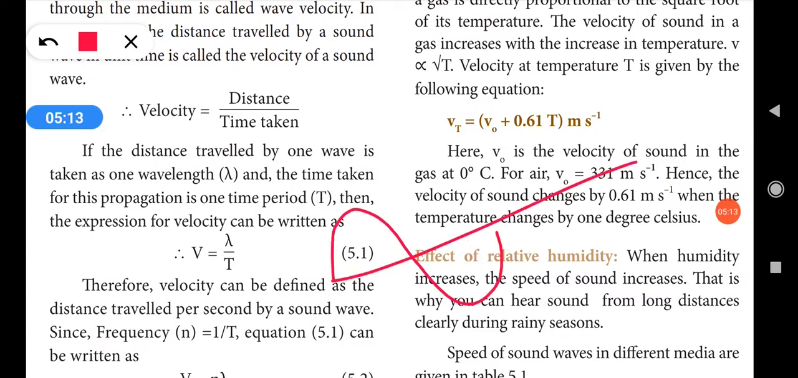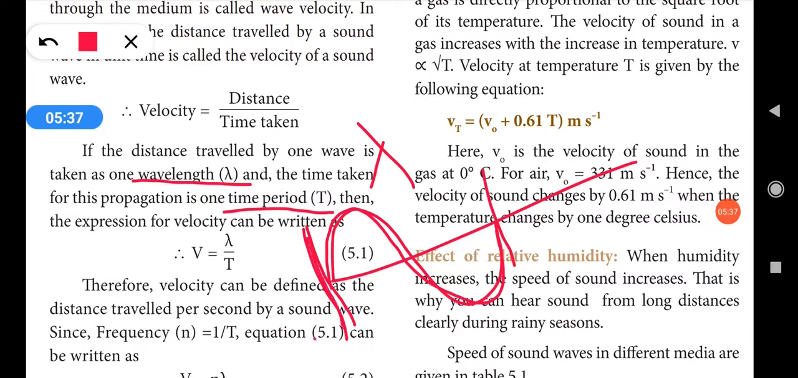This is one wave. One crest and one trough is one wave. So this distance is called wavelength, lambda. If the distance traveled by one wave is taken as one wavelength lambda and the time taken for this propagation is one time period, that is T.